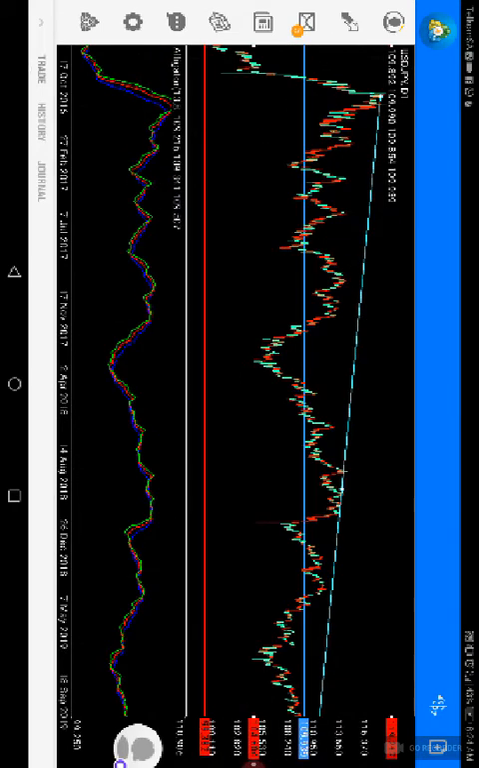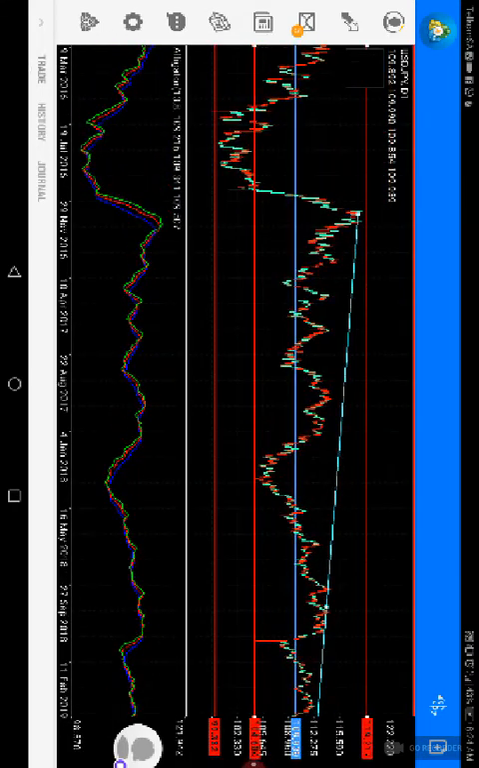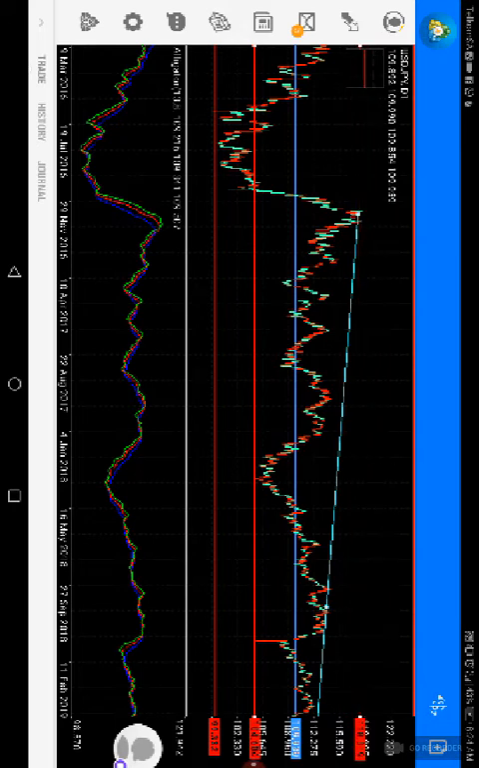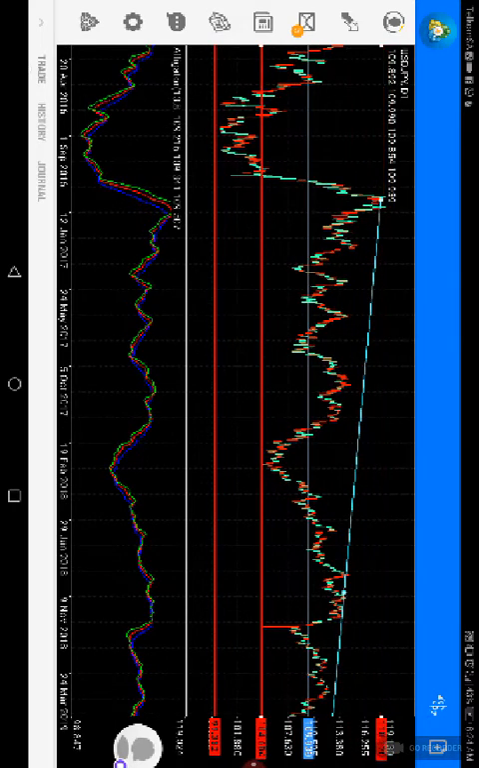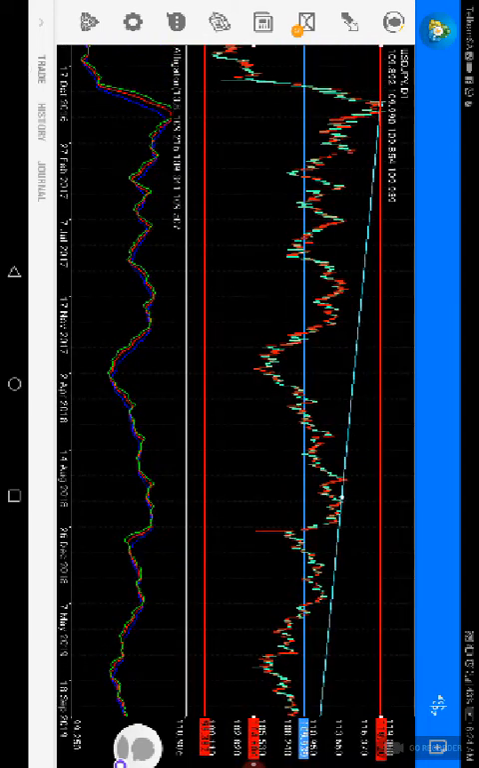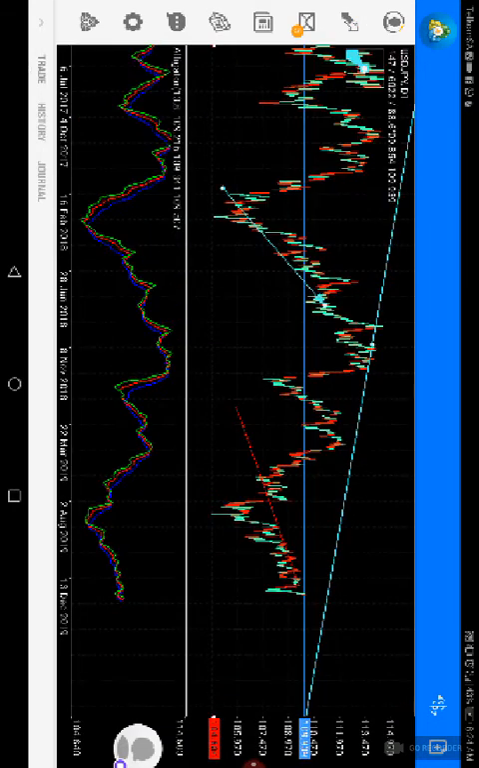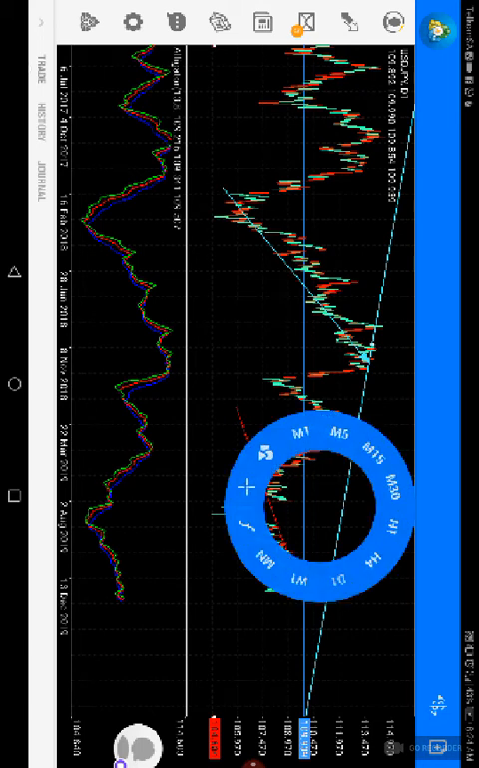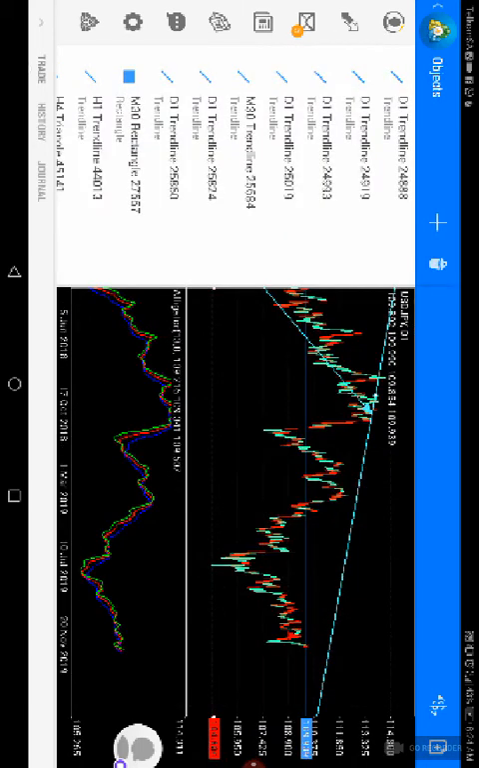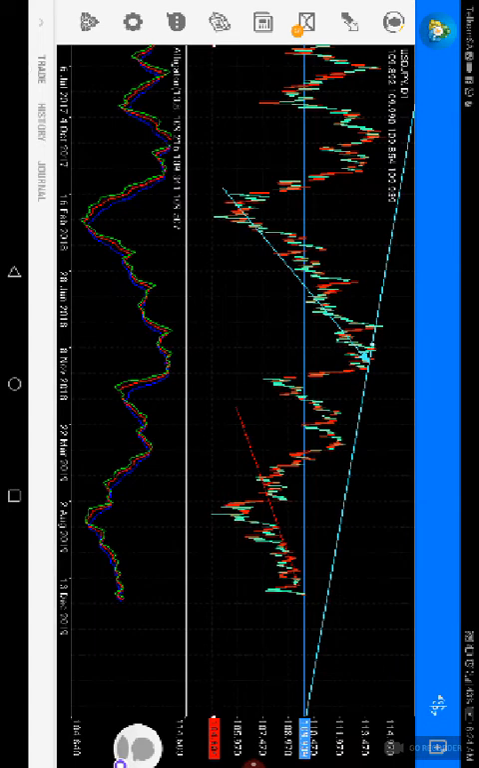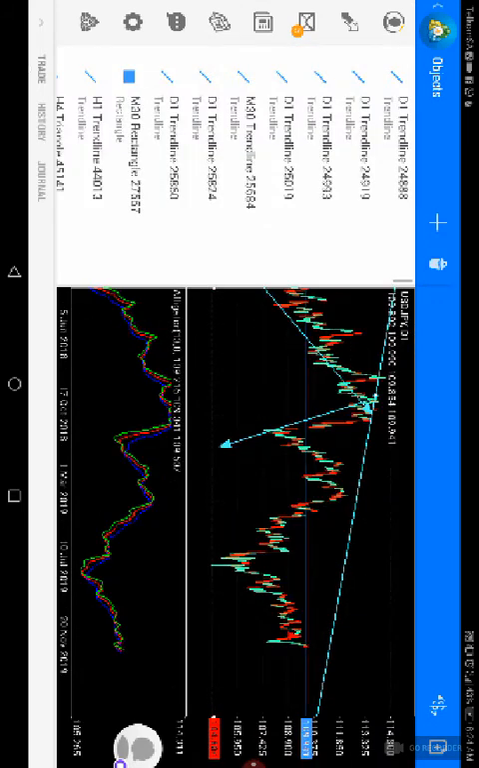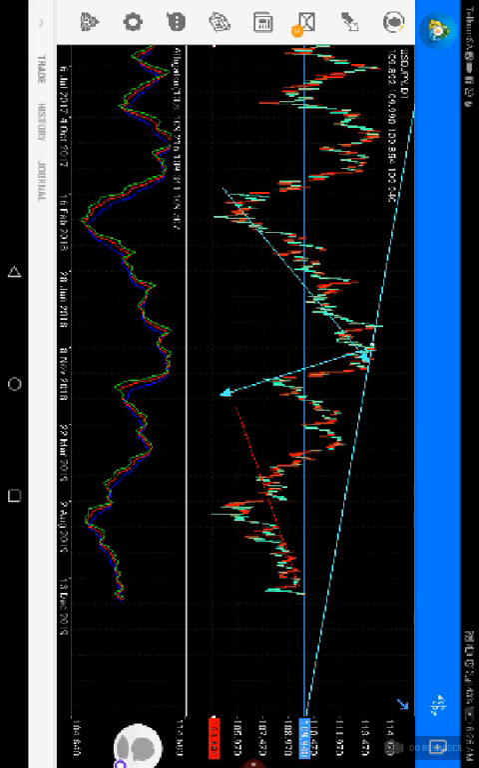So let's draw our arrow. Let's use our arrows to check the pattern, how it's been moving for the past years. This makes it easier for you as a trader, because now you are able to know what could happen next.